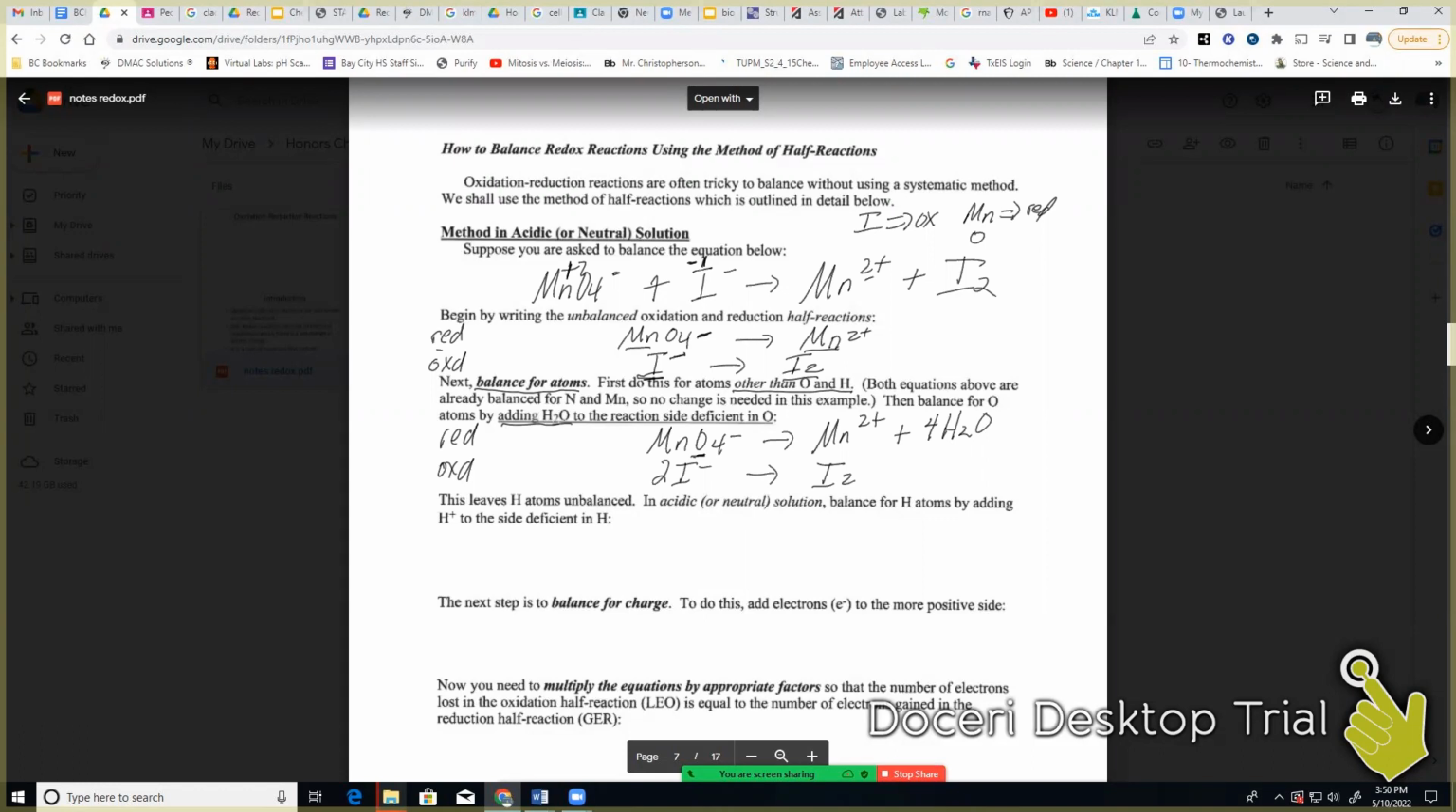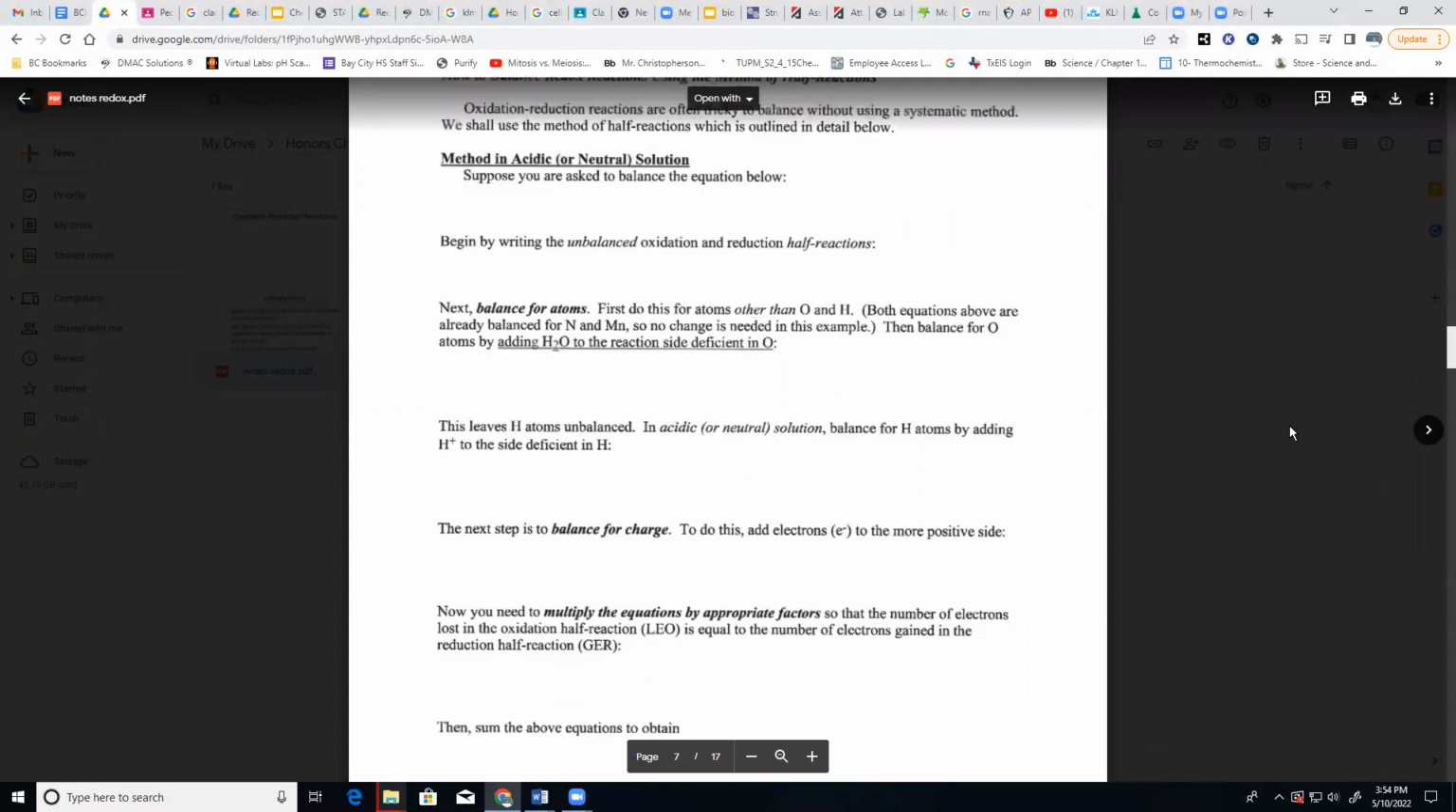Now, my oxidation half dealing with my iodine doesn't need any oxygen. It doesn't have any oxygen, so I don't have to worry about doing that. At this point, that leaves the hydrogens unbalanced. So now I'm going to add hydrogen ions to balance that off. I'm going to have to scooch mine up a little bit.